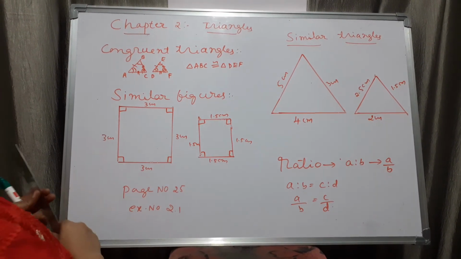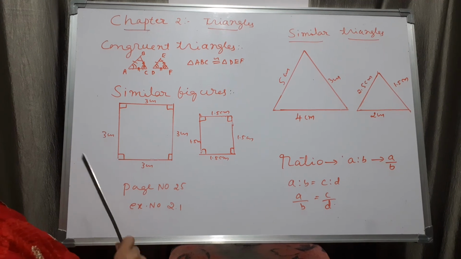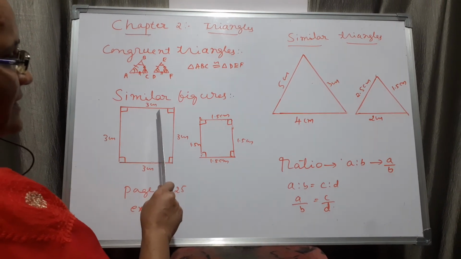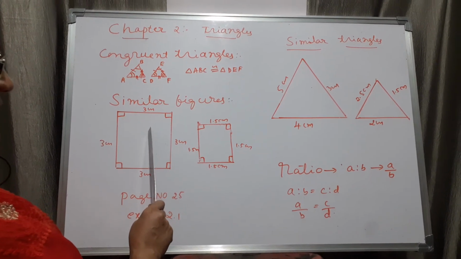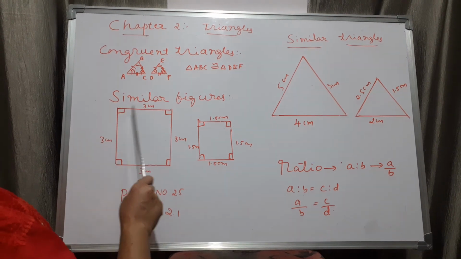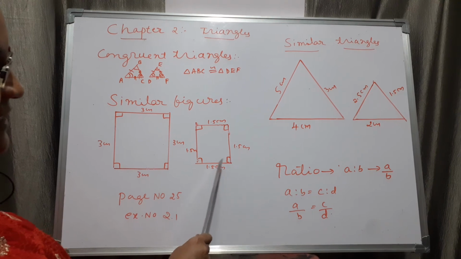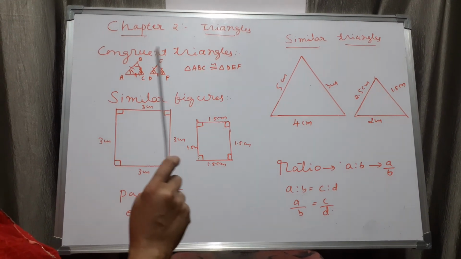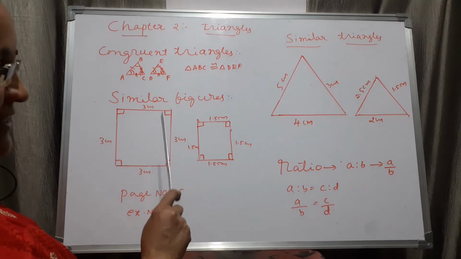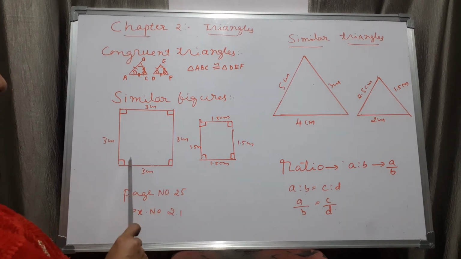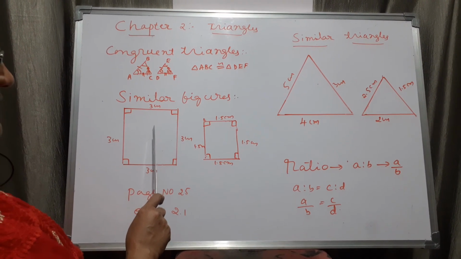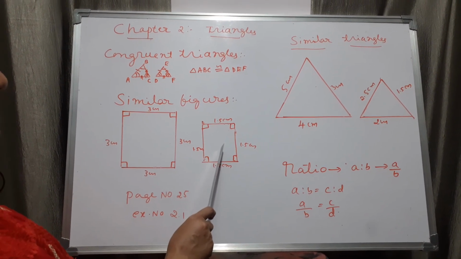But we know that in a square, all angles are equal. Here, in this big square, all angles are equal to 90 degrees. In the small figure also, all angles are 90 degrees. I'm talking only about the angles here. Angles of this square are 90 degrees. Angles of this one are also 90 degrees.